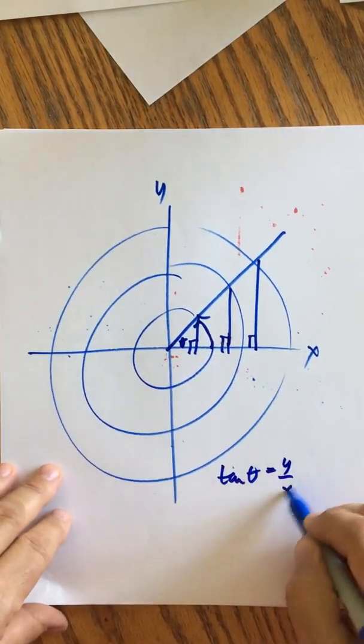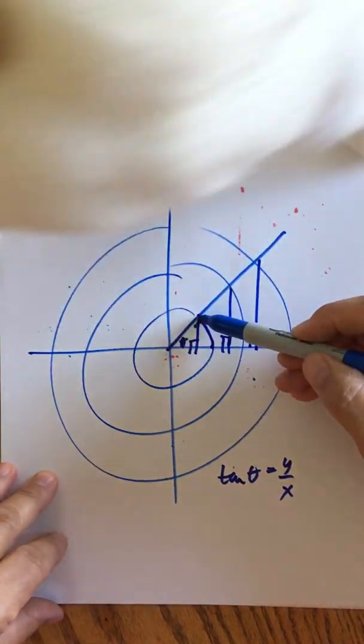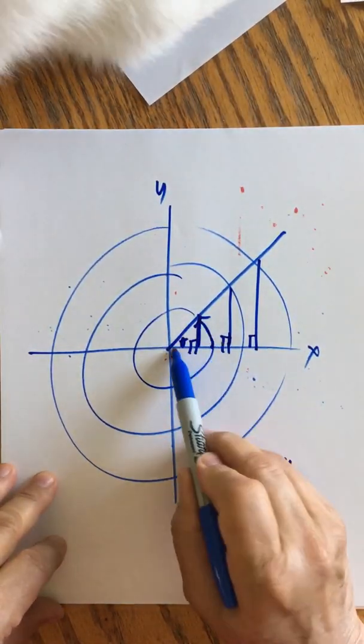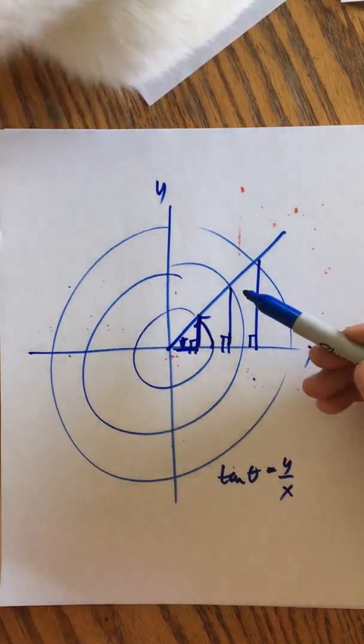And that's y over x. Well, that means I have the ratio of this y value, this length, to this length. But it's also, the ratio is the same.